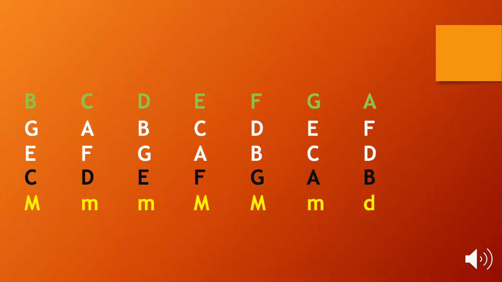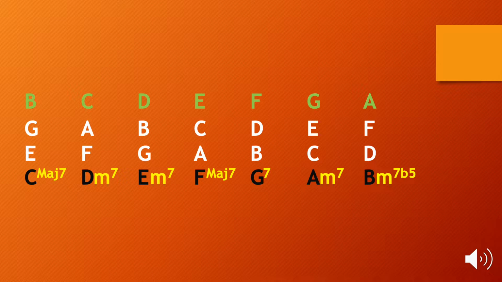If we add another third above each of those triads based on the same scale, we add our seventh to each chord. So now instead of just a basic major chord, we have a major seventh. Remember, the major refers to that major seventh interval between the root and the seventh in a major chord. We don't have to notate that the chord itself is major because that is already inferred.